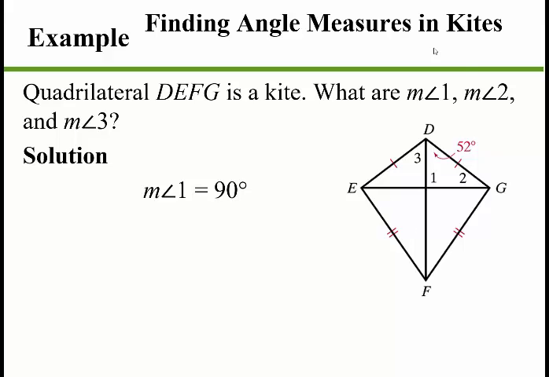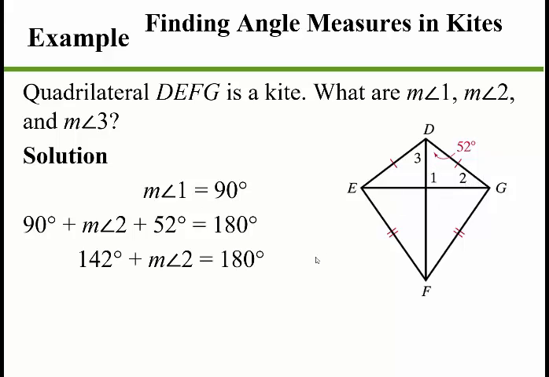Well, next, then what you see here is I have some triangle here. So the measure of angle 1 plus the measure of angle 2 plus 52 degrees here has to be 180. So we can solve, because we know measure of angle 1 is 90 degrees. We can solve for the measure of angle 2. Combine like terms here, subtract this over. Measure of angle 2 is 38 degrees.